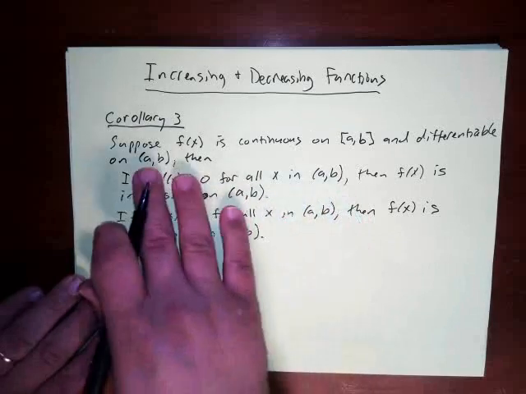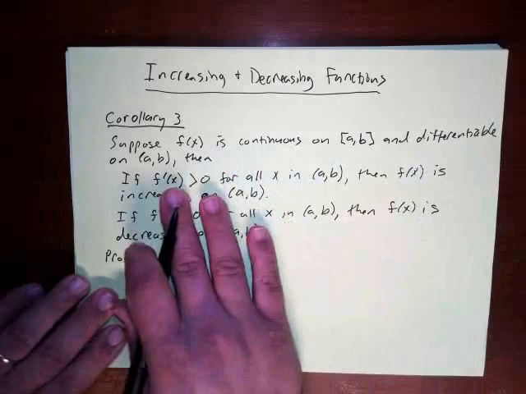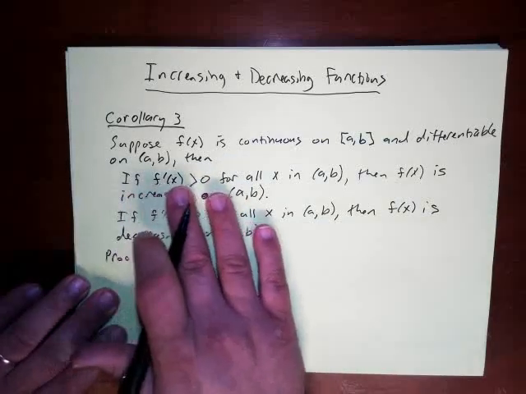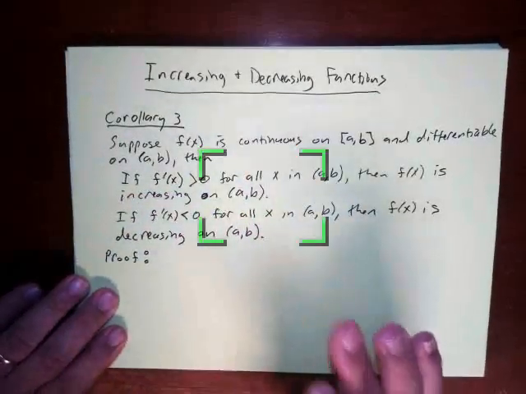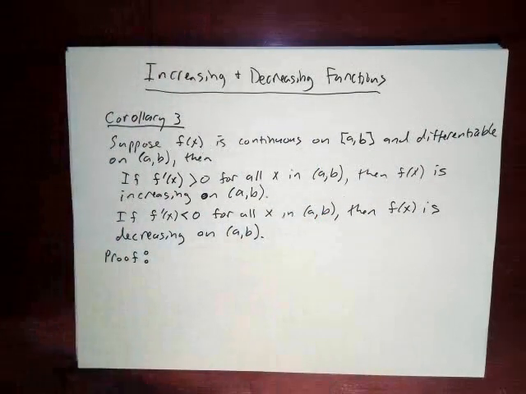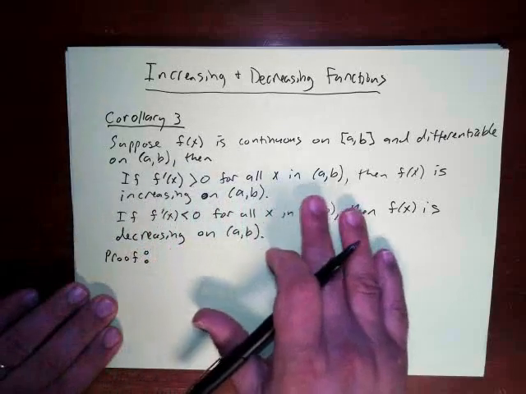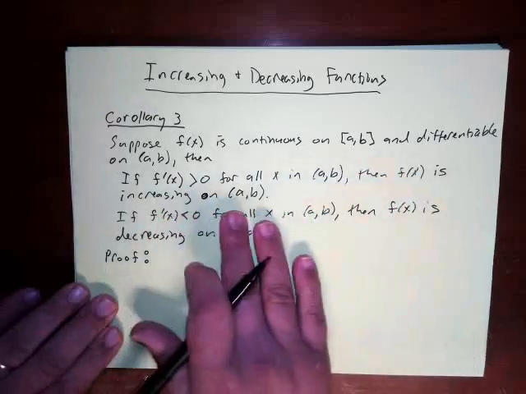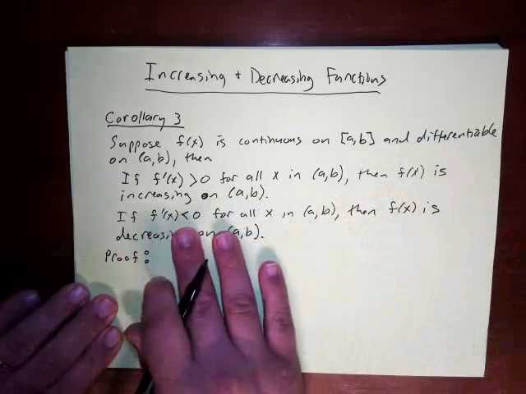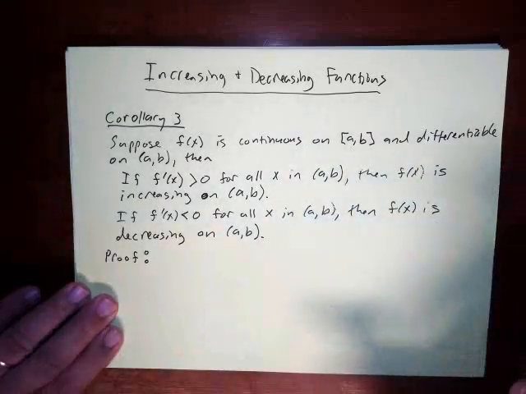Suppose f of x is continuous on the closed interval [a, b] and differentiable on the open interval (a, b). Those are the important conditions for the mean value theorem. Now it says if the derivative is positive for all the values of x in the open interval, then f of x is increasing over the whole interval. If the derivative is negative for all the values of x in the interval, then f of x is decreasing on the interval.